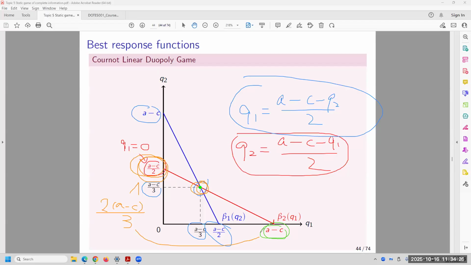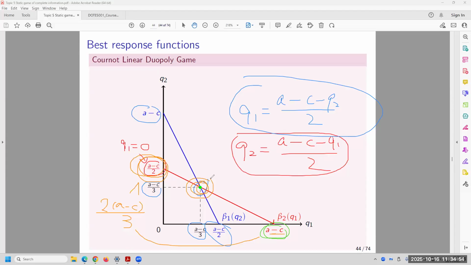If they can collude at a monopoly, A minus C, and they each do (A minus C) over 4, right? If they can collude. But they can't, so they end up with a worse outcome, right? Of course, the worst is they end up in here, right? But they don't. Luckily, they don't. But at least when they collude, it is here.